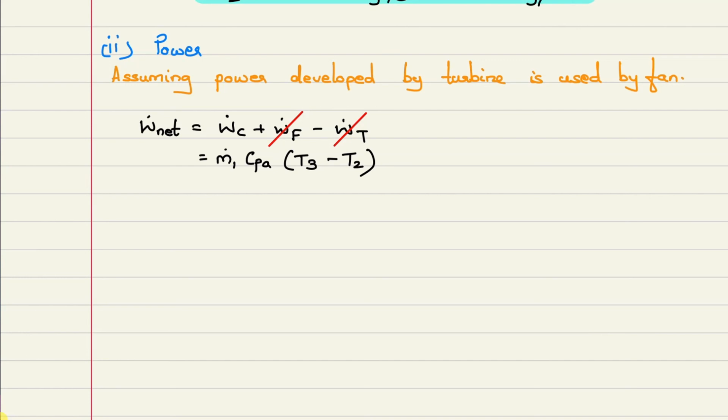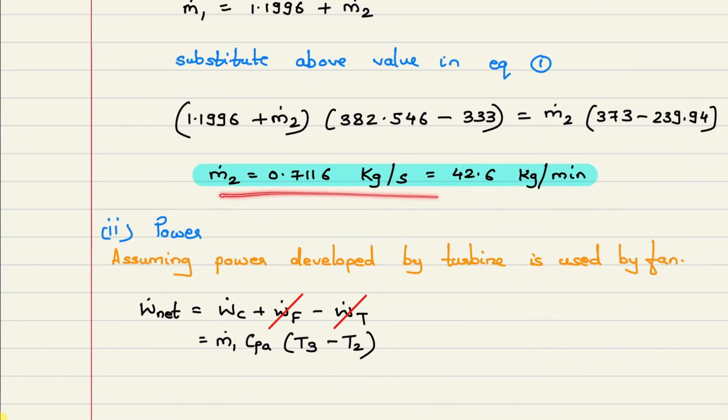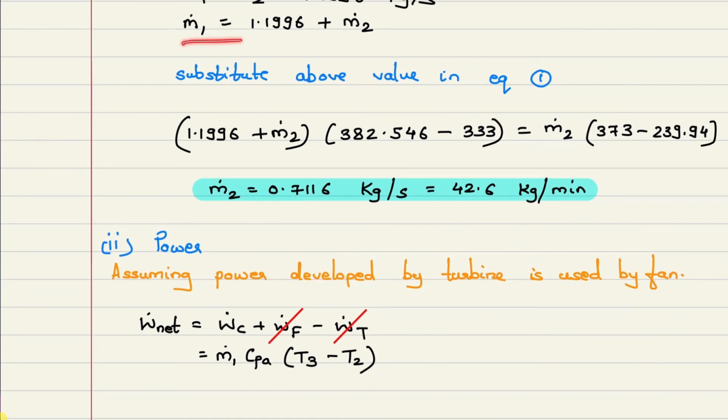Now m dot 1 we need to calculate. We have the value of m dot 2, and we have a relation between m dot 1 and m dot 2. So I can write down m dot 1 is equal to 1.1996 plus m dot 2, and the m dot 2 value we have over here. So we can find m dot 1, which is equal to 1.9112 kg per second.